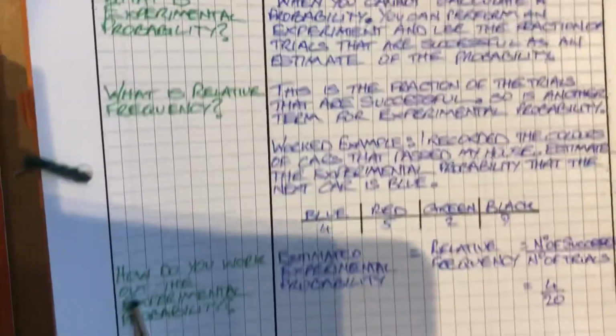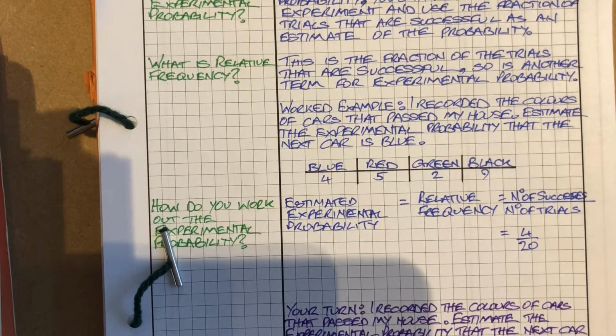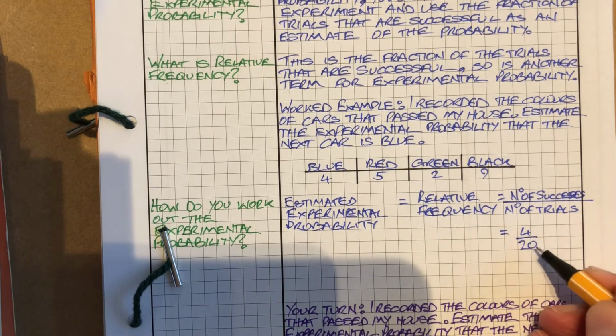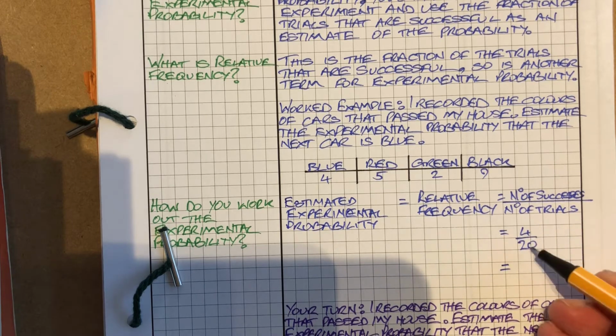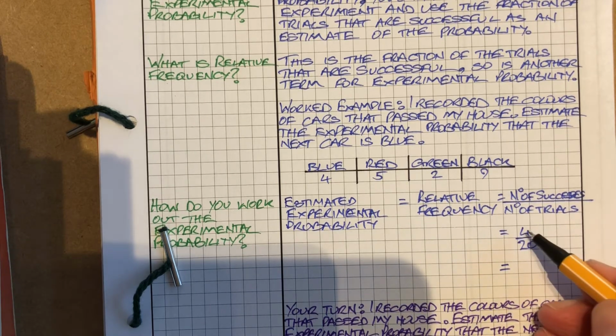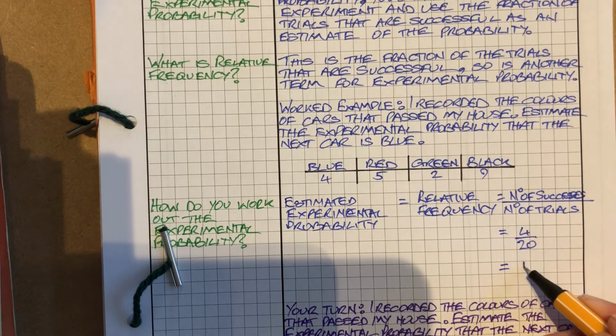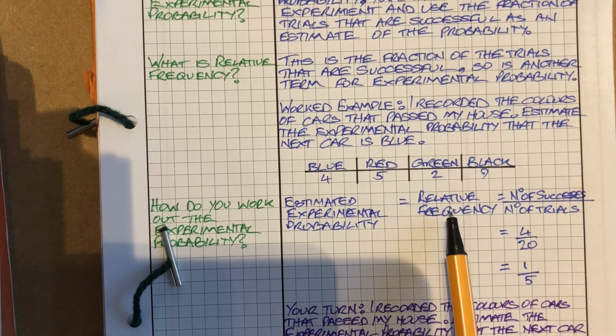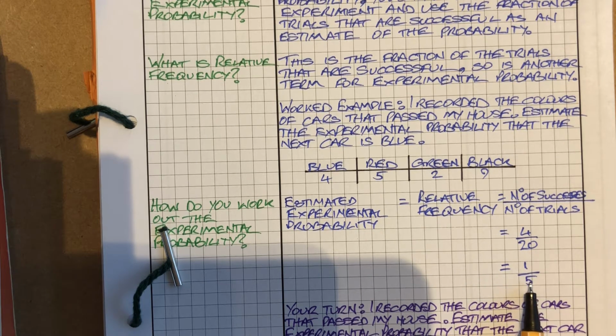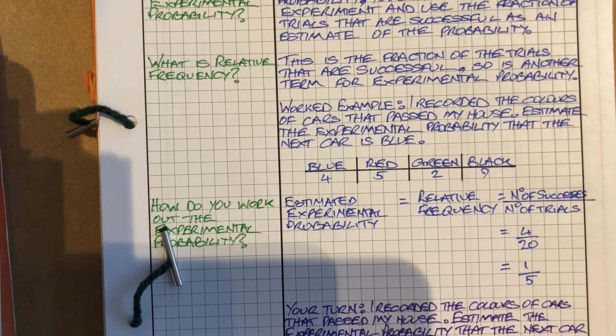Now, it will probably be easier for me to use that if I simplify it. I can see that there is a common factor of 4 and 20, a number that goes into both, and that is 4. So divide the 4 by 4 and I get 1, divide the 20 by 4 and I get 5. So the relative frequency is 1/5. 1 car out of every 5 was blue, and I use that as my estimated experimental probability.